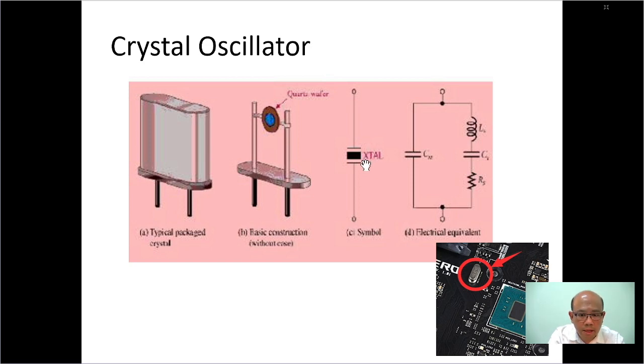Sometimes we can also draw the circuit inside the crystal clock. This is an equivalent circuit. Inside the crystal clock, it consists of capacitors, an inductor, and a resistor. This equivalent circuit represents the crystal clock.